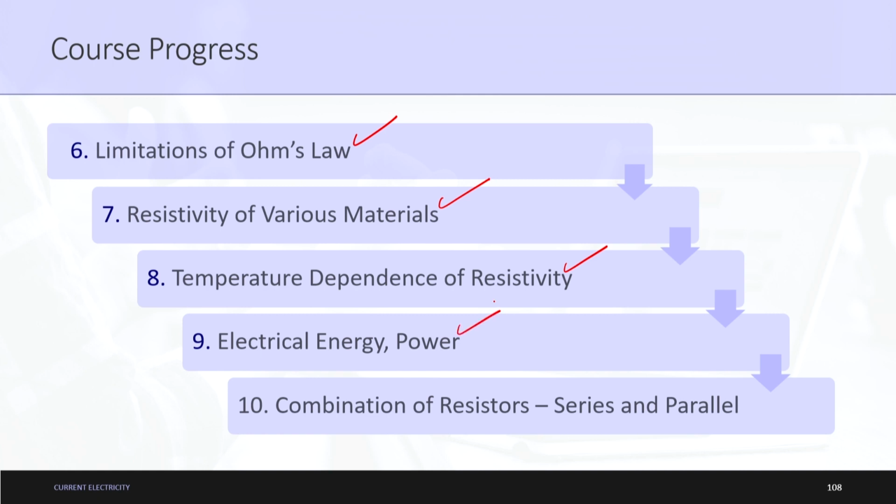Then electrical energy and power, in which the product VI is equal to I squared R, which is equal to V squared by R, has also been explained to you. Then combination of resistors in series and parallel. In series it is simple addition, R1 plus R2 plus R3 up to Rn, and similarly in parallel 1 by R equivalent is equal to 1 by R1 plus 1 by R2 plus 1 by R3 up to 1 by Rn.